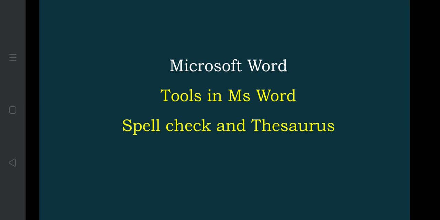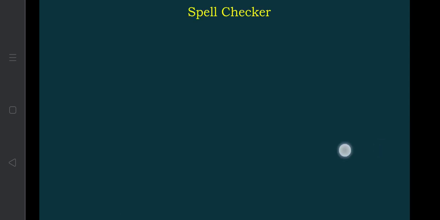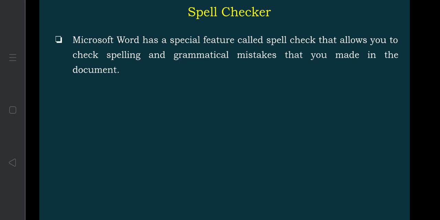Everyone, in this video we are going to see about the tools of MS Word. In this video we will see the two tools, spell check and thesaurus. So spell check, it is obvious, it will help to check for any spelling mistake in the document you type.